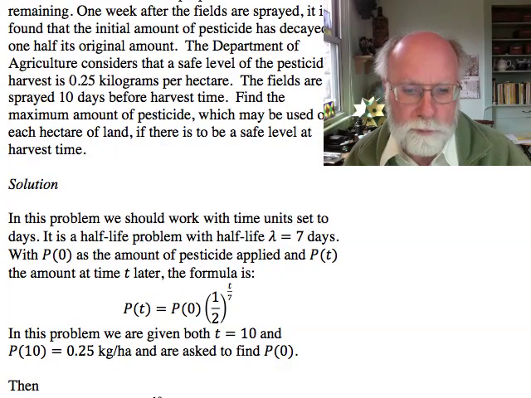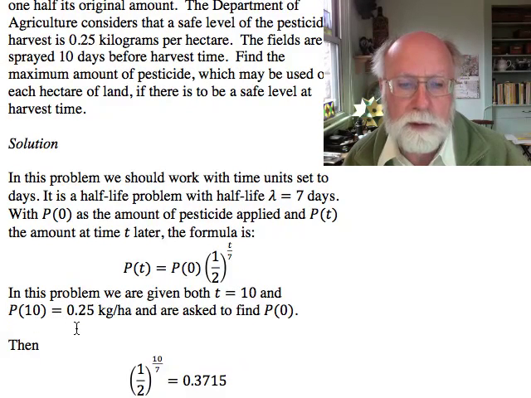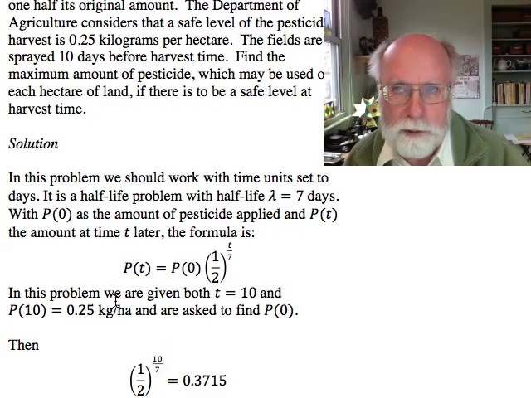In this problem, we're given both that t is 10 and P of 10 is 0.25 kilograms per hectare. This comes from the sentence that the fields are sprayed 10 days before harvest time. So we have 10 days after the pesticide is applied. We have 10 days for it to break down, and at that point there's 0.25 kilograms per hectare. We want to know P0.